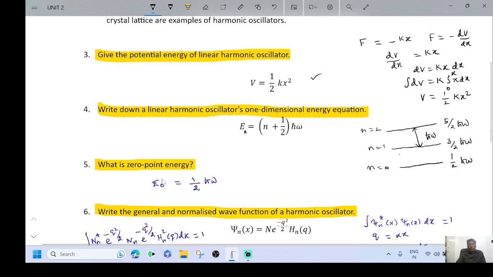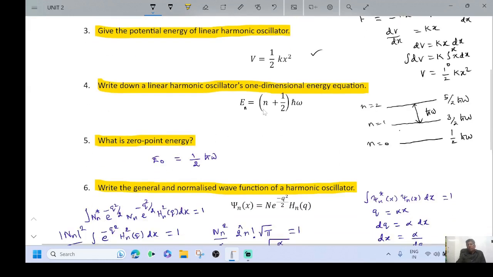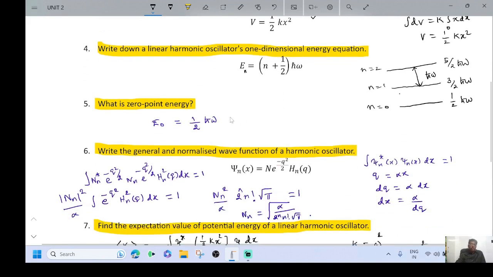What is zero point energy? If you put n = 0 here, then we get E0 = 1/2 ħω. The system is having some amount of energy, even though the value of n is equal to 0, and this is called zero point energy.